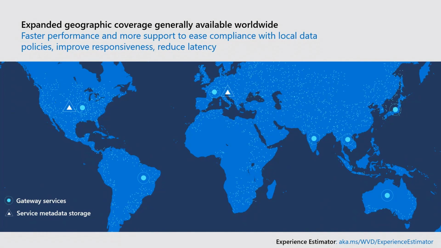And in June this year, customers will be able to actually choose the geography for their service metadata, which is a really important thing to be able to do for regulatory compliance, and it can also help with performance.